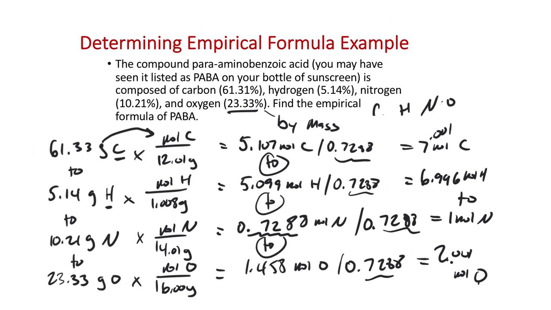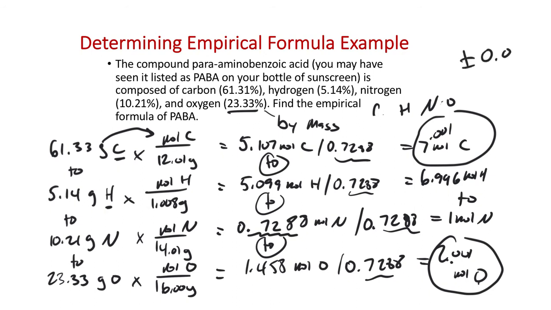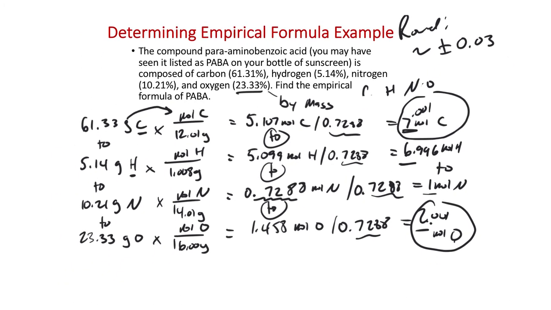So then you might wonder, how close do you have to be to round to 7 or to round to 2? It's usually going to be within about 0.05 or less. It should be pretty dead on, as long as we wrote the question well. If you're within about plus or minus 0.03 or so, you can round to the nearest whole number. So this is going to round to 7, this is going to round to 7, obviously 1 and a 2. So our simplest whole number ratio here is going to be C7, H7, and then NO2.